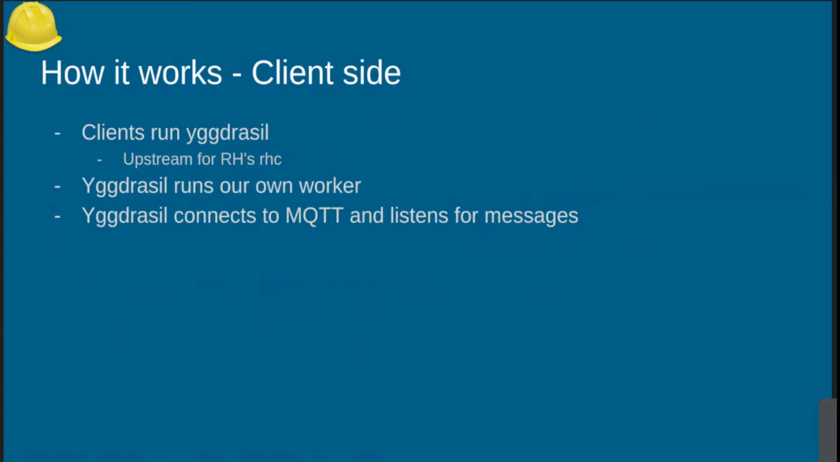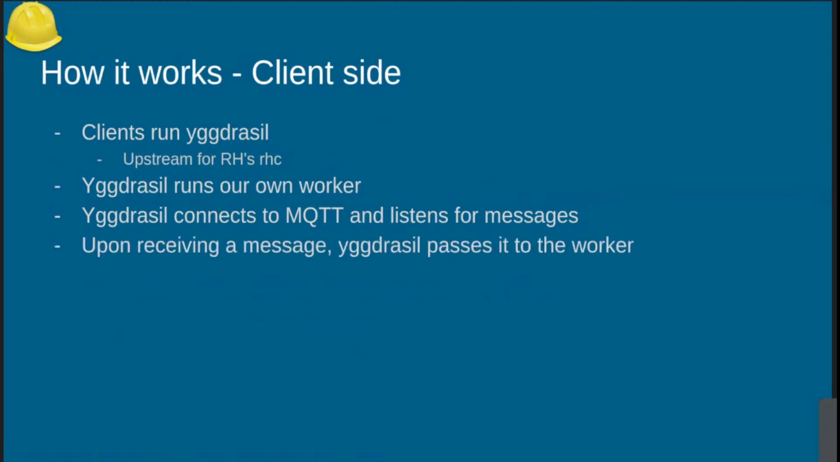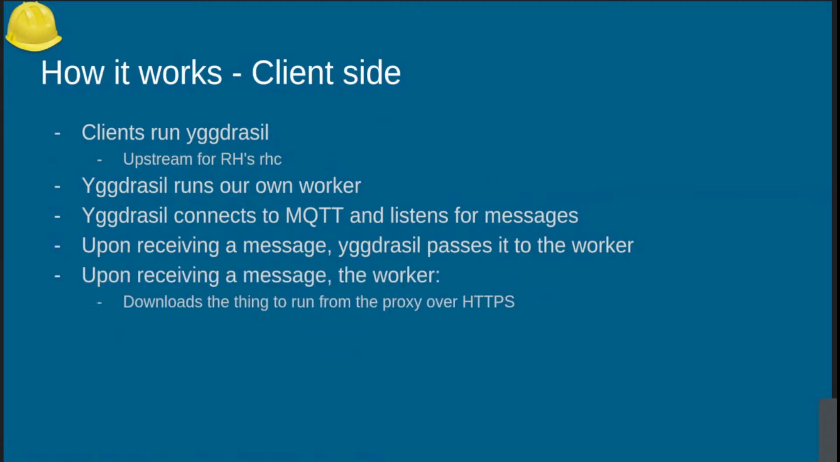When Yggdrasil starts, it connects to the MQTT broker and listens for messages. When it receives a message, it passes it to our worker, and then our worker downloads the thing to run from the proxy. Now it doesn't use MQTT anymore. It's now pure HTTPS from this point onwards. So it calls to the proxy, downloads the script, it runs it. And as the script runs, the worker periodically sends updates to the smart proxy.